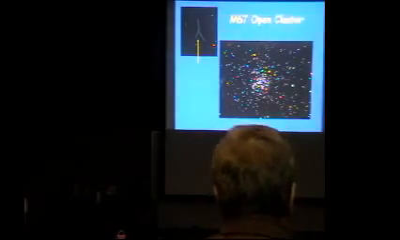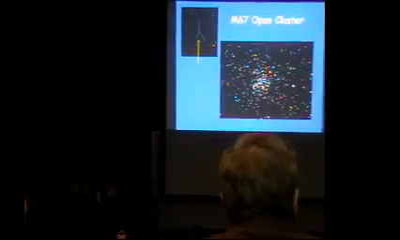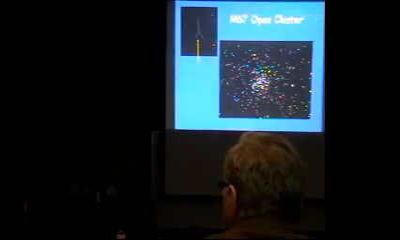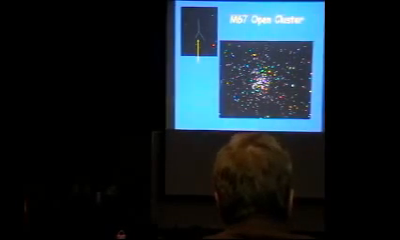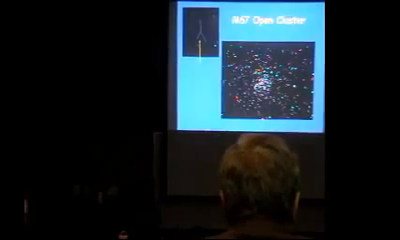An interesting thing about M67 is that it is so far from the plane of the Milky Way. It's about 1,500 light years away. The majority of open clusters are somewhere along the plane of the galaxy.